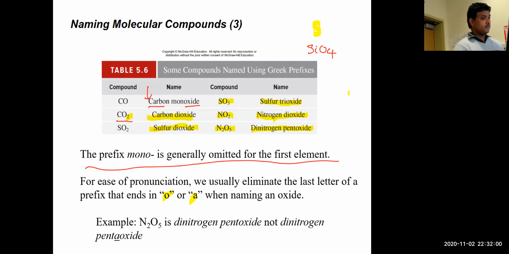And here is an example, penta. So N2O5 should be dinitrogen pentaoxide. The name looks longer, so to make it easier, we say dinitrogen pentoxide. We just exclude those. No big deal, but it just makes things better for communication purposes.